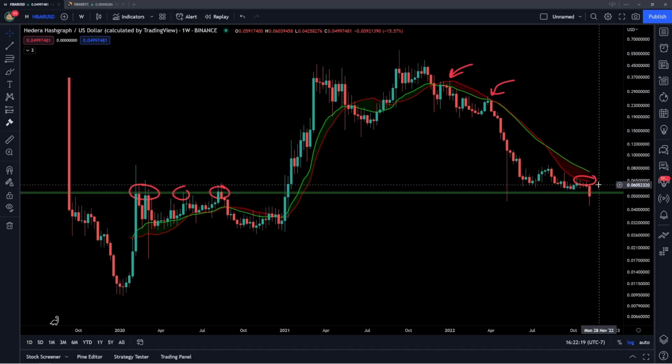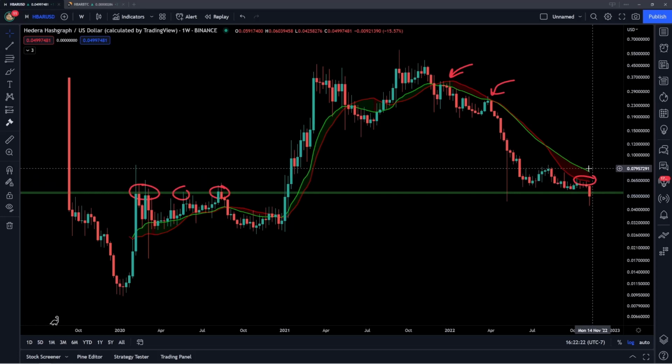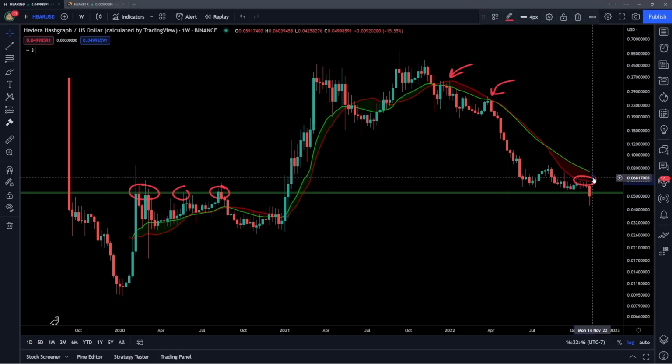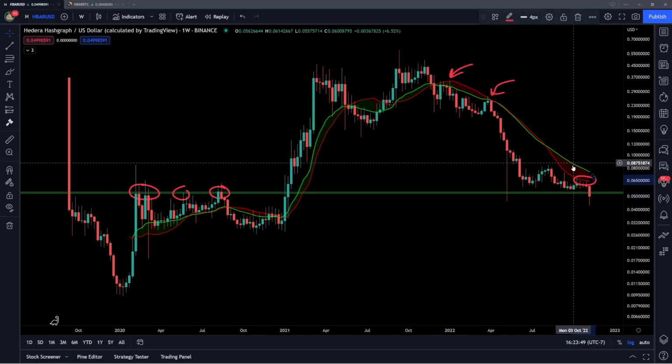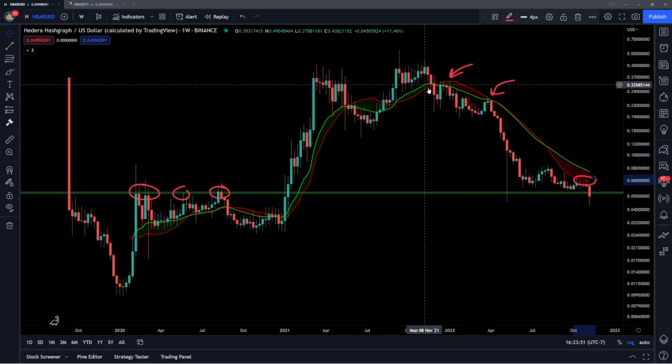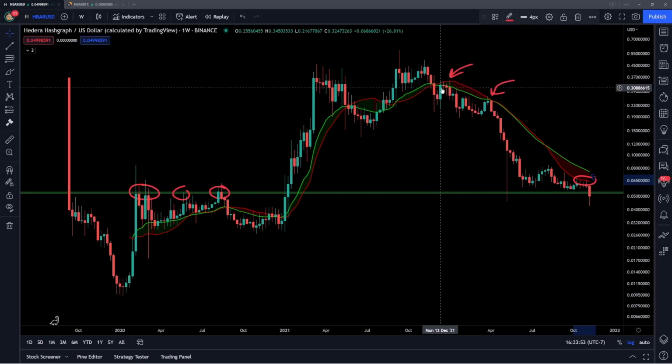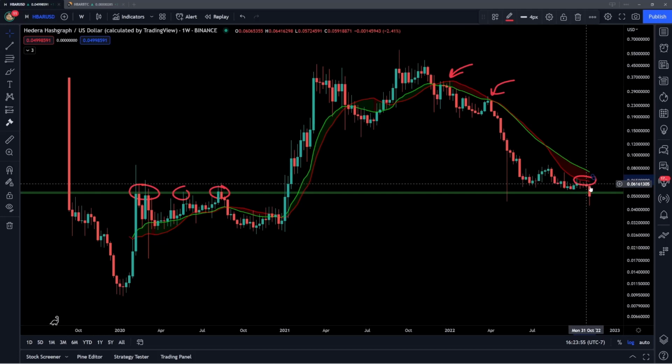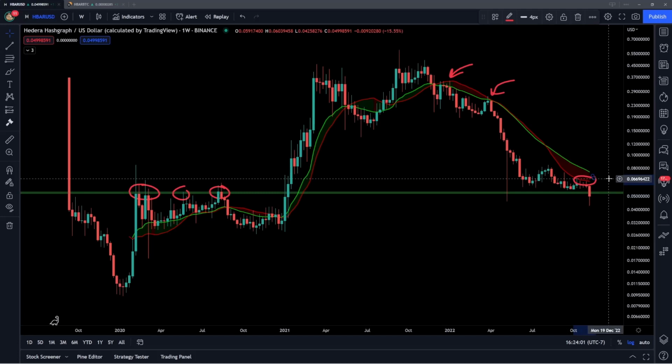if HBAR reclaims this level on the weekly, look to see if we can get another retest of these 2 weekly moving averages, which, by the way, are downward sloping and have been downward sloping ever since we lost them right here on this inflection point in December of last year. So if we do have a retest, do consider that we could retest these levels at some lower valuations if we had a move up in, say, a few months or a few weeks from now.